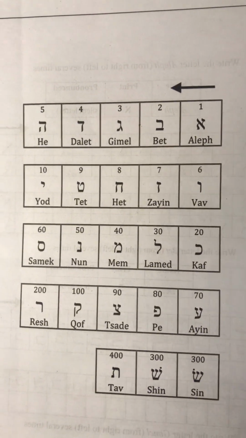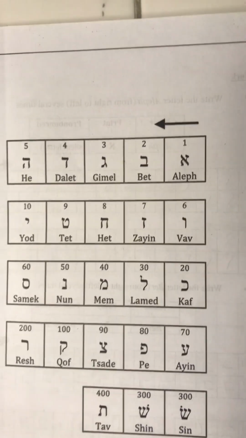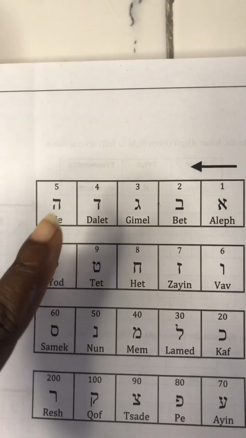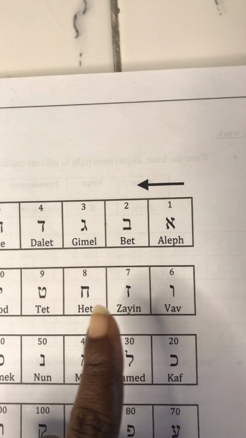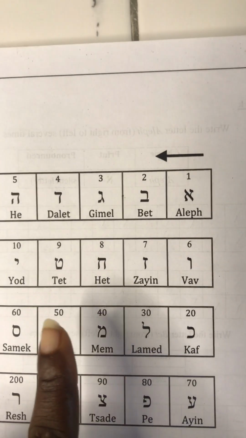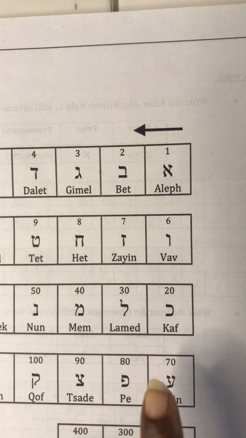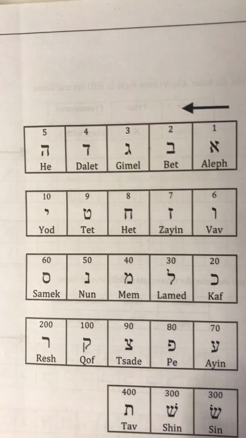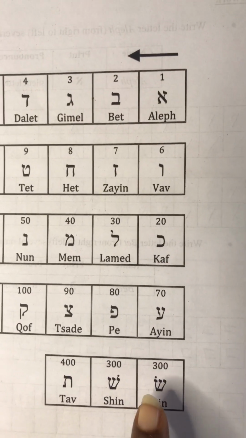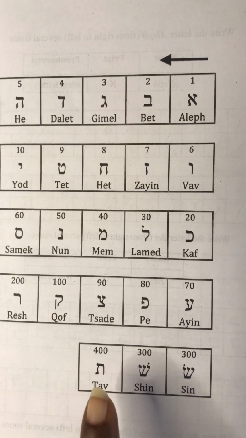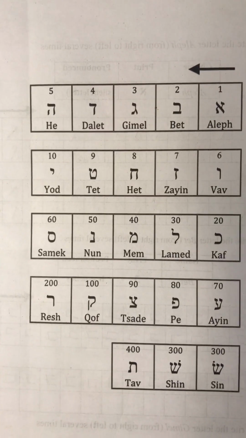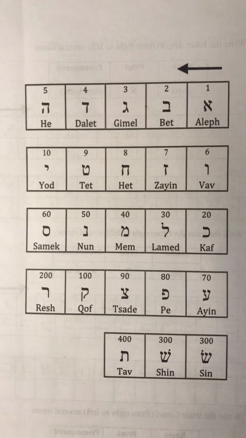Shin, Tav. Now let's count our alphabet in numbers. So we have 1, 2, 3, 4, 5, 6, 7, 8, 9, 10, 11, 12, 13, 14, 15, 16, 17, 18, 19, 20, 21. Remember I said these two are one, two in one, 21, and lastly 22. So we have 22 consonants of Hebrew. I guess we are done with this.